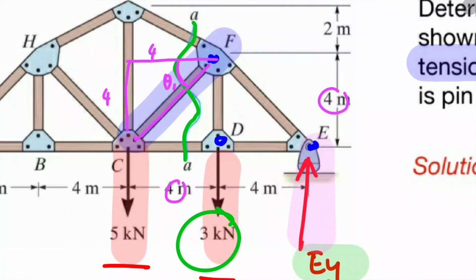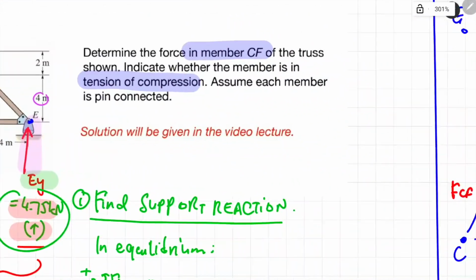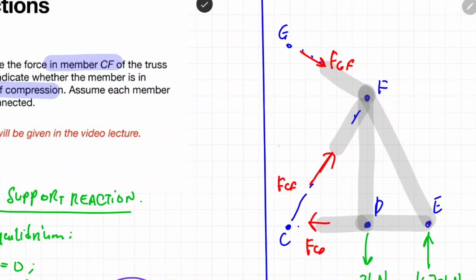So you know that this triangle is an isosceles triangle. If it is an isosceles triangle, it means that the angle theta 1 here would be 45 degree, because its two sides are equal, 4 meter and 4 meter. So the 45 degree would be over here. So if you resolve the FCF into the x direction, you will get FCF cos 45. And if you resolve it into y direction, it will become FCF sin 45.